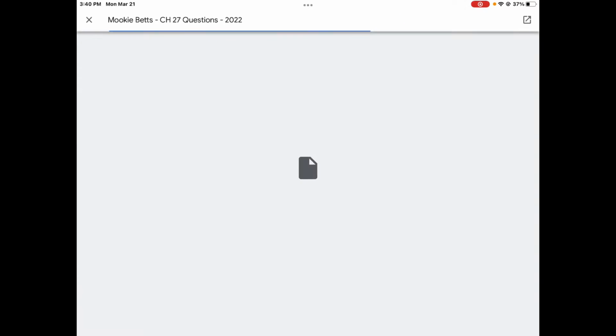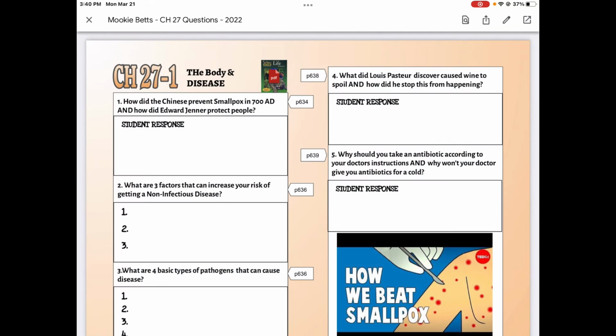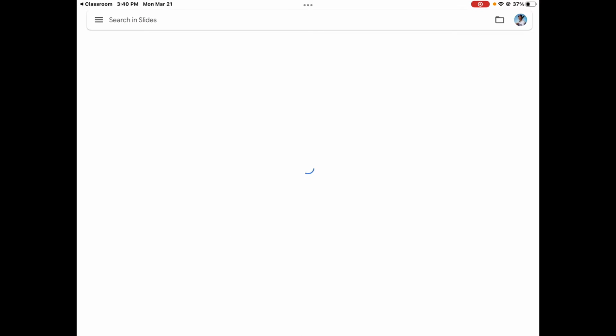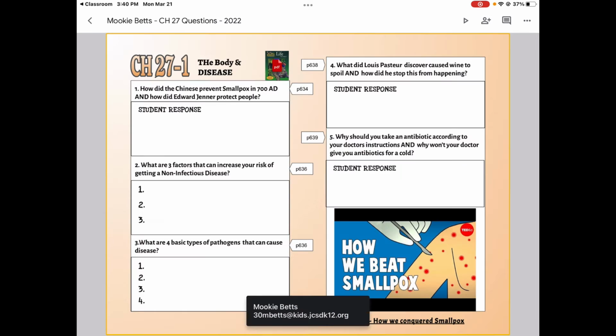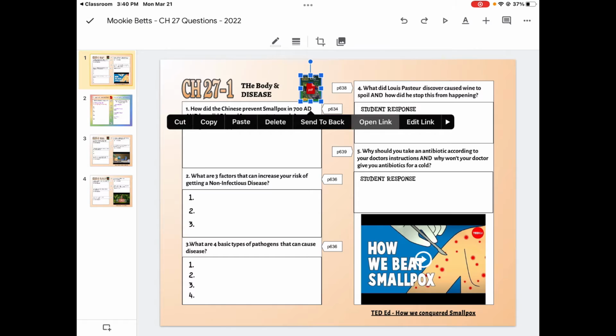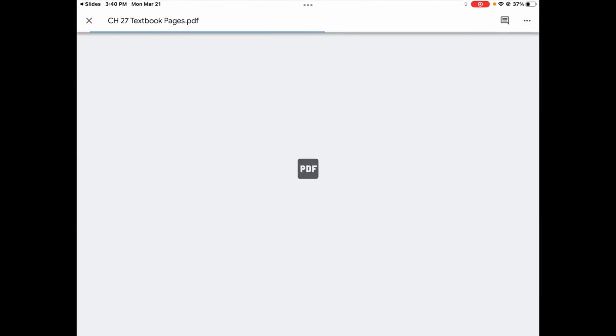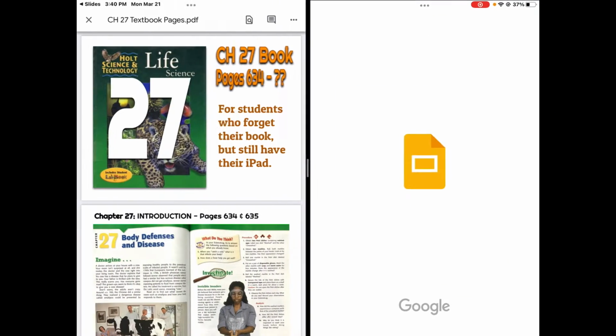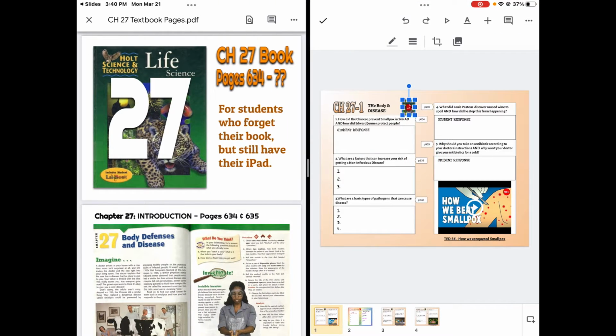So let's go find our chapter 27 slides. Press the square arrow to push it out into the Slides app. Double tap so we can edit. I like to open the Drive link for the book. Split screen. There we go. And we're ready to go.